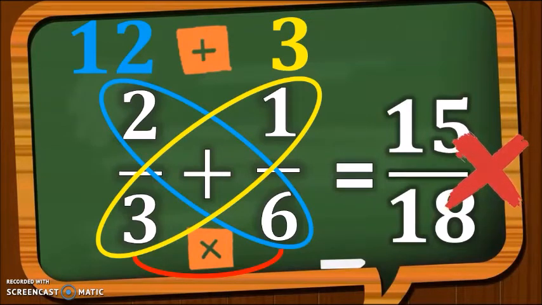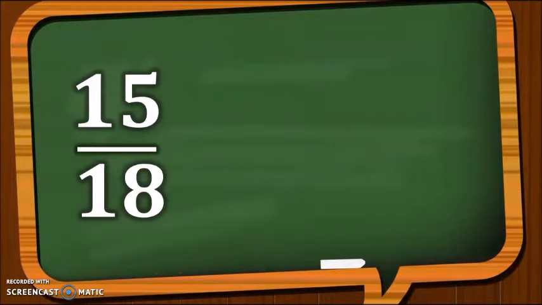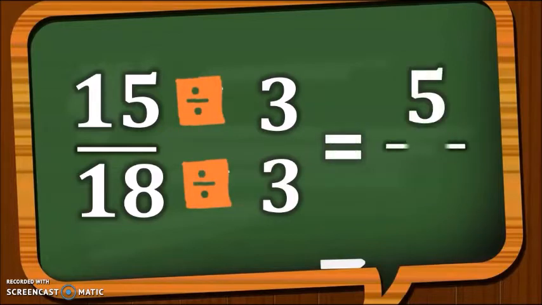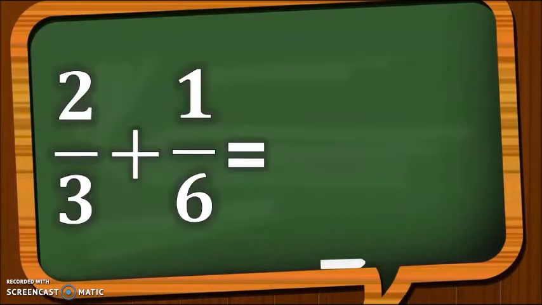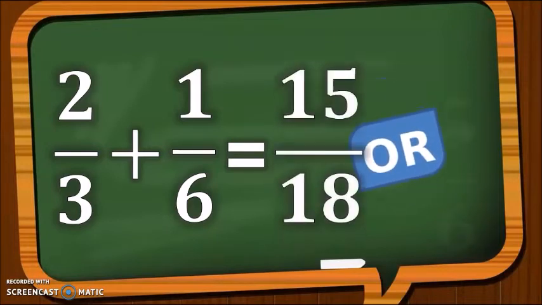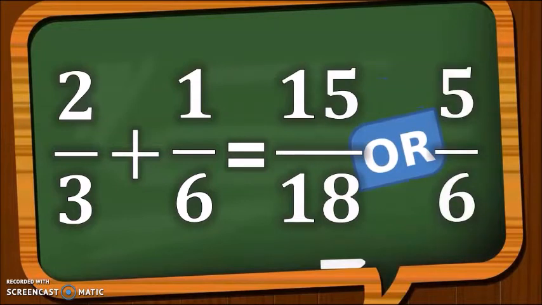For you to be able to simplify these fractions, you may check my video about simplifying fractions. So to simplify 15 over 18, the highest possible number that we can divide it with is 3. 15 divided by 3 is equal to 5, and 18 divided by 3 is equal to 6. So the simplified form of 15 over 18 is 5 over 6. So the sum of 2/3 and 1/6 is equal to 15 over 18, or 5 over 6.